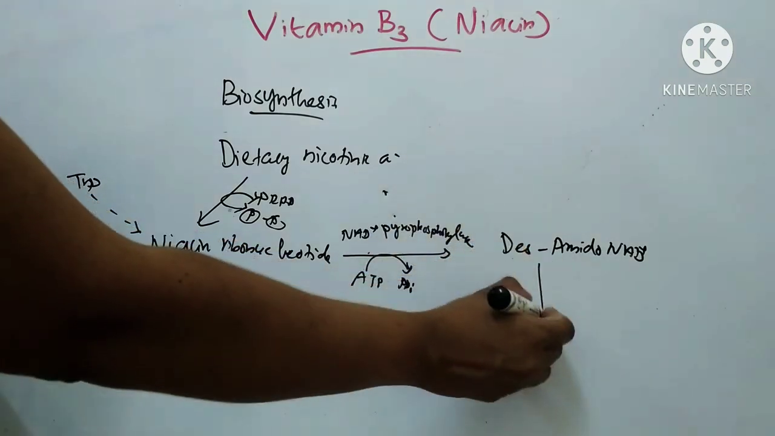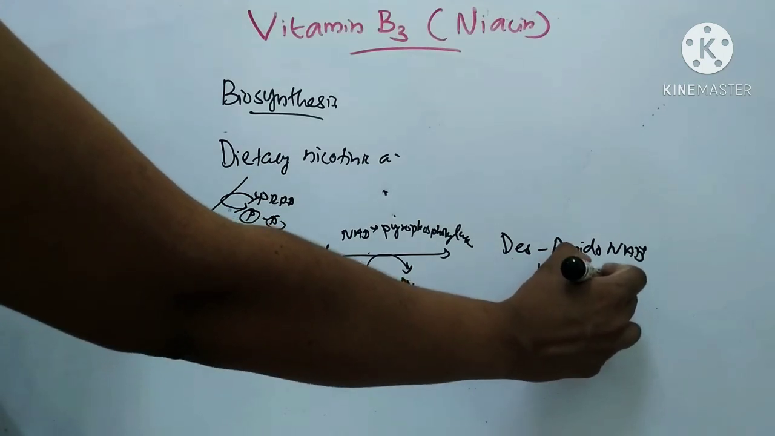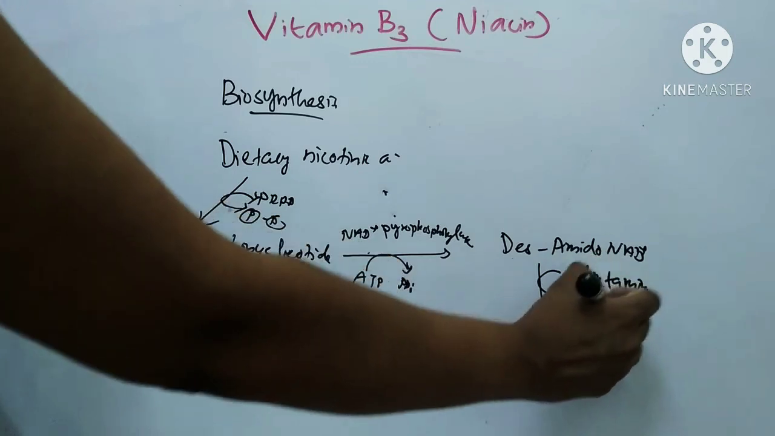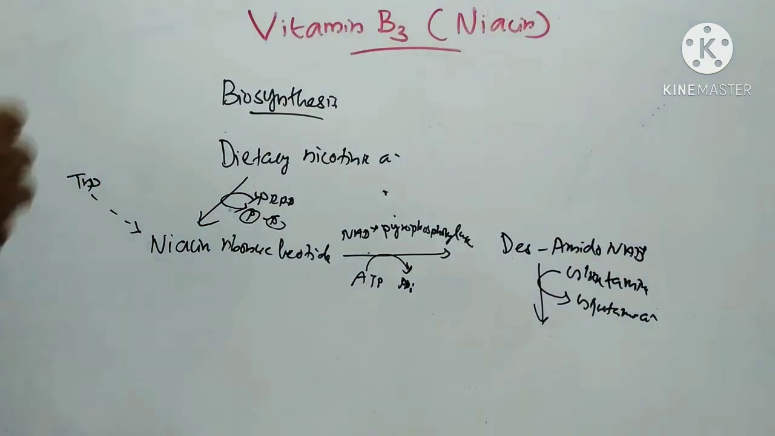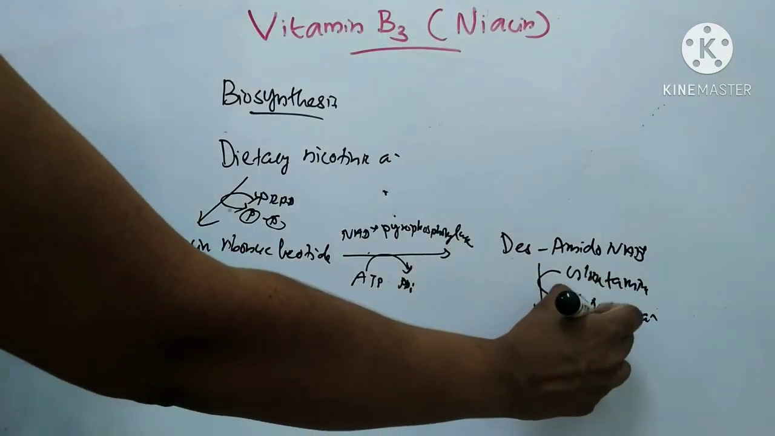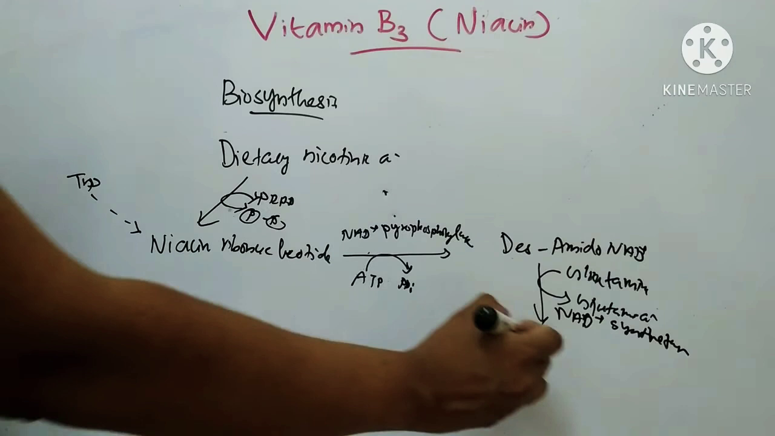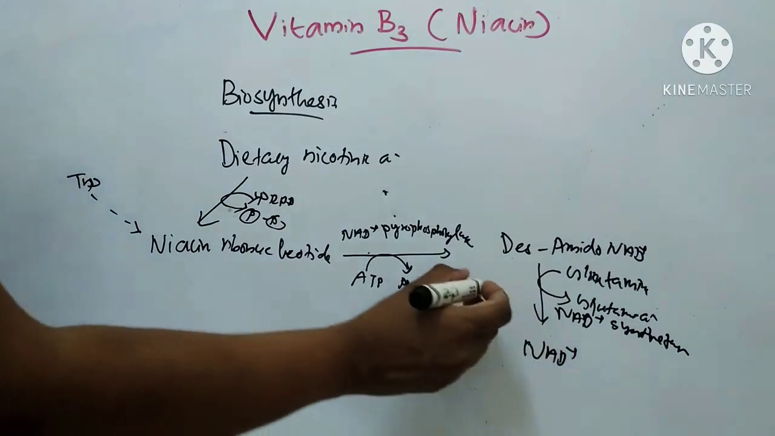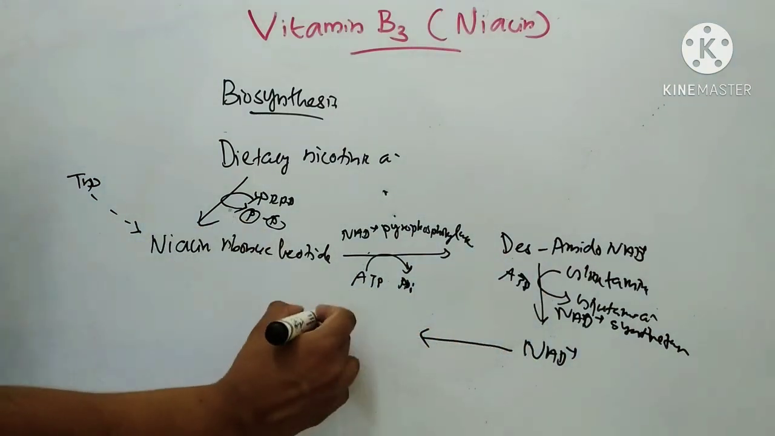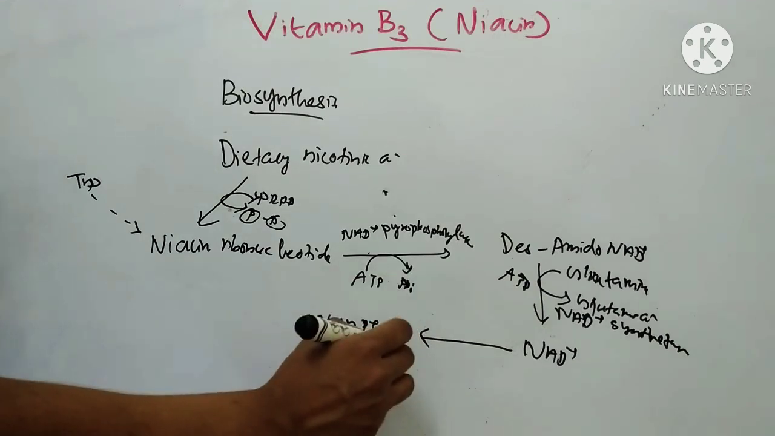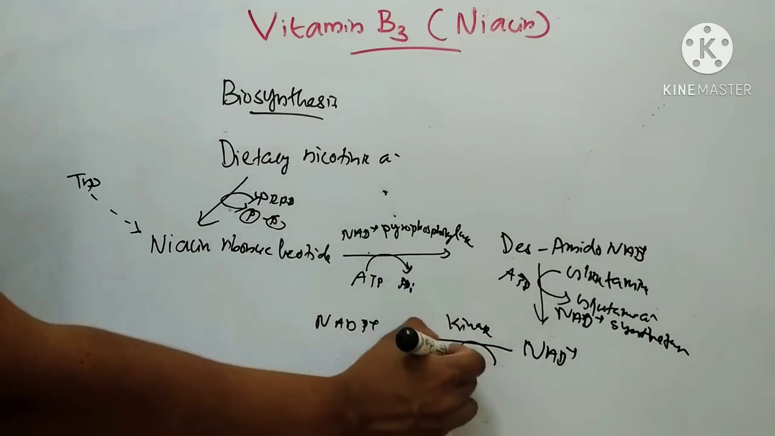Then by the action of glutamine, which is converted to glutamic acid, by the enzyme NAD plus synthetase, it is converted to NAD plus. Here 1 ATP. From NAD plus, NADP plus is formed by the enzyme NAD plus kinase. Here 1 ATP, ADP plus Pi.